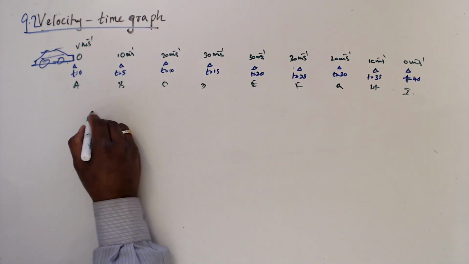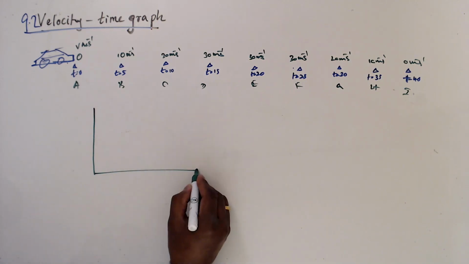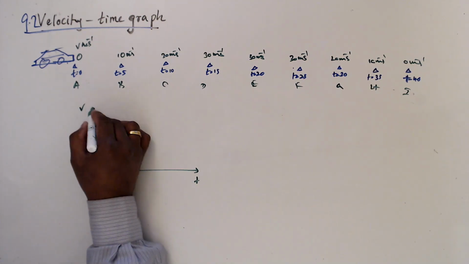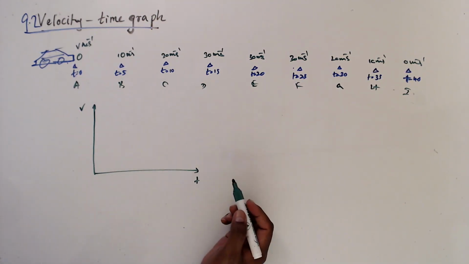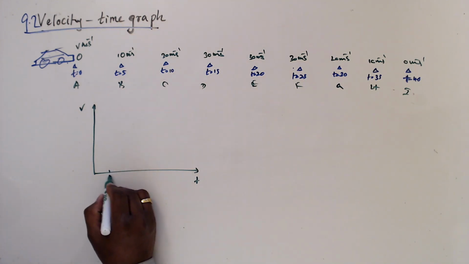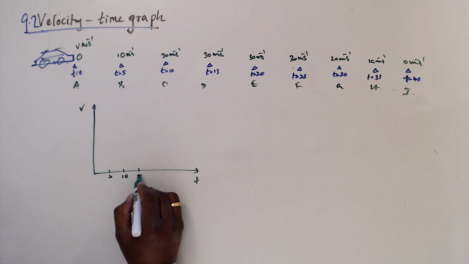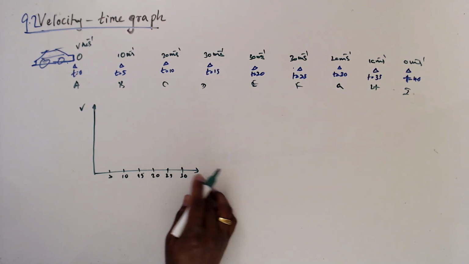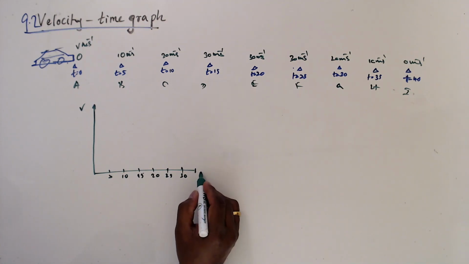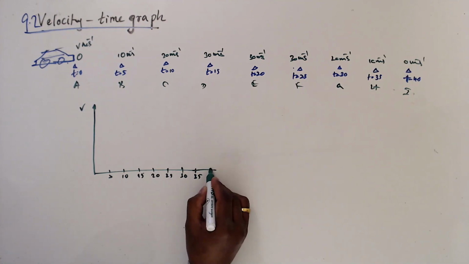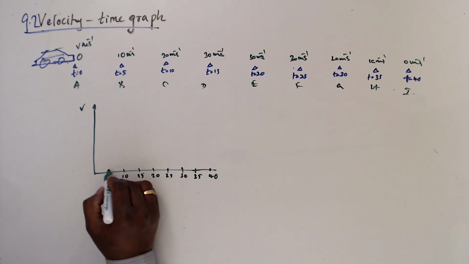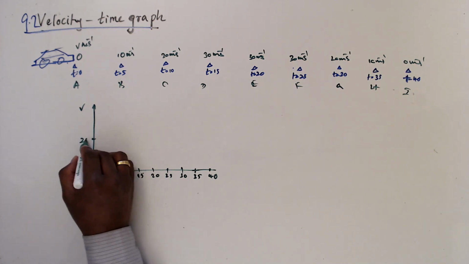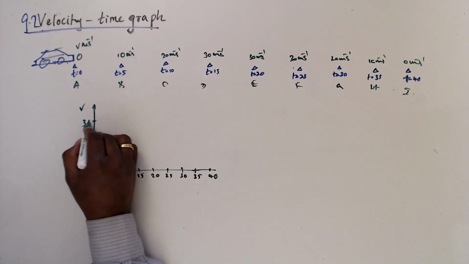Now we'll draw the graph, t versus velocity. 5, 10, 15, 20, 25, 30, 35, 40, and roughly 0, and 10, 20, 30.